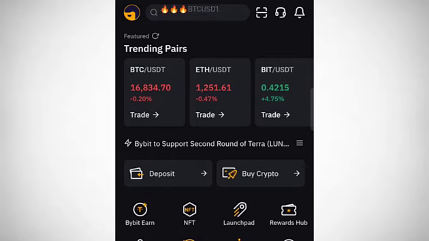With futures trading, you can profit either way. Either the market goes up or down, you can still make profit. If you are trading Bitcoin on the futures market, if Bitcoin goes up, you still make profit. If Bitcoin goes down, you still make profit. So futures trading gives you the opportunity to make profit either the market goes up or the market comes down.